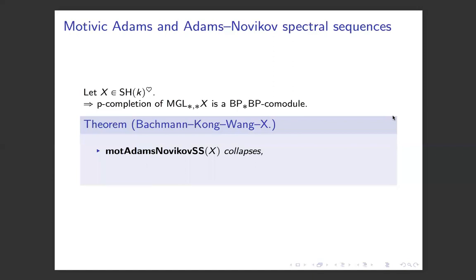This is an analog of the C-motivic case, where the Cofiber of tau's own Adams-Novikov collapses. But the Adams does not collapse. The Adams is the algebraic Novikov spectral sequence for this BP star BP comodule. And this whole category, if it's cellular, is again going to be completely algebraic, which is the derived category of BP star BP comodules. So this is going to be the starting point of our computation.